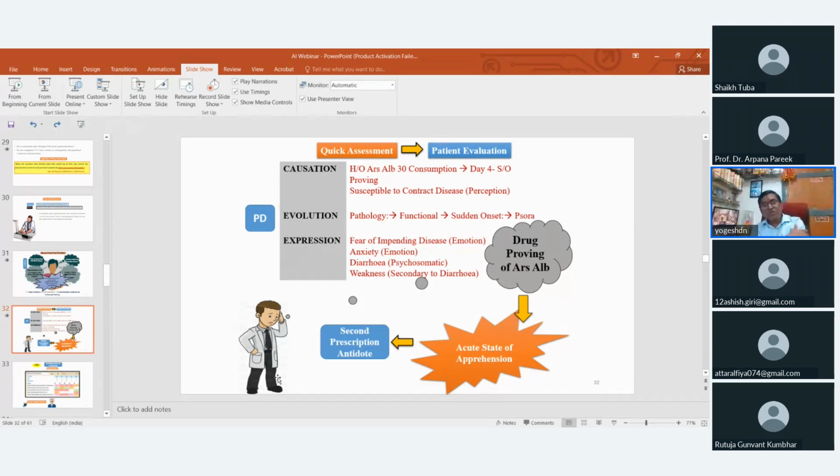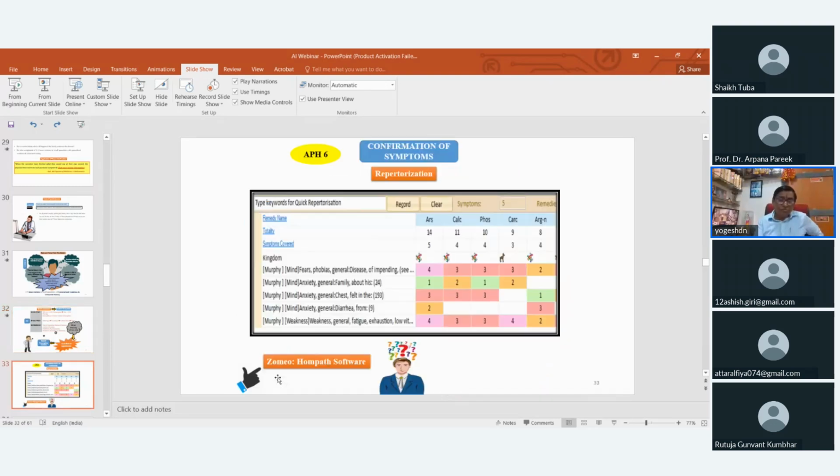Now here we are able to see the potency: earlier in the case we had seen 200 or 1M, now we are seeing the effect of 30 potency, where the quantity of medicinal substance is more and the qualitative part of the medicine is less. So here the acute state of apprehension has been produced. So I confirmed this on the basis that we should not go by our own prejudices. I made a short study of that case at that time and just figured out what is there.